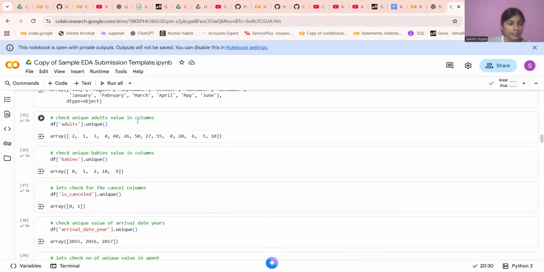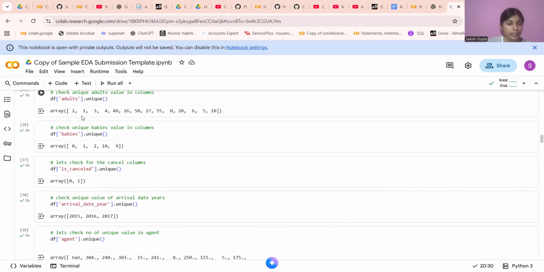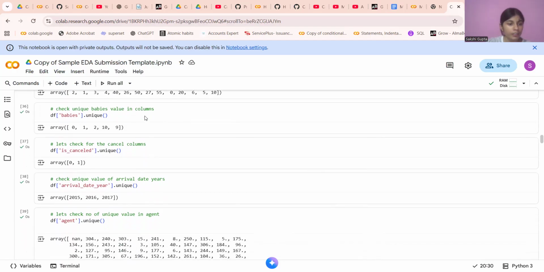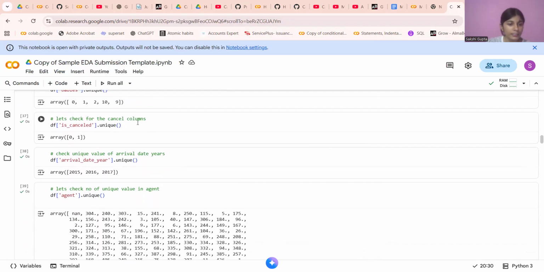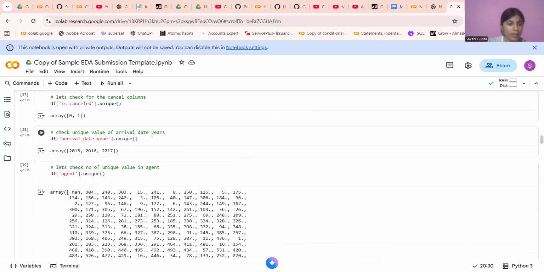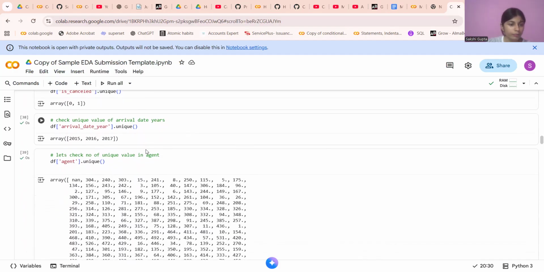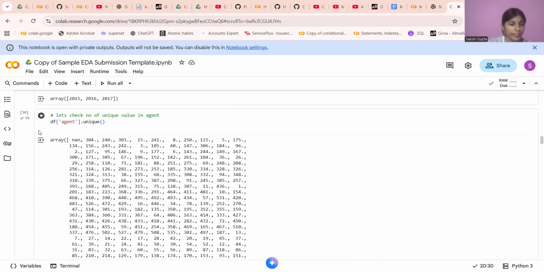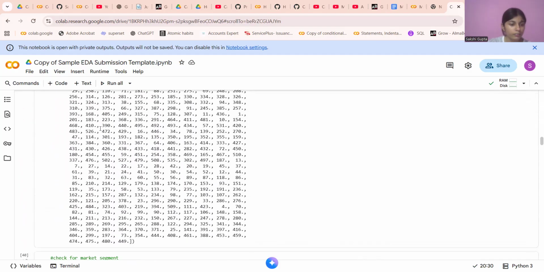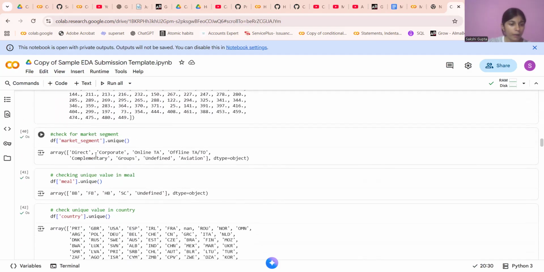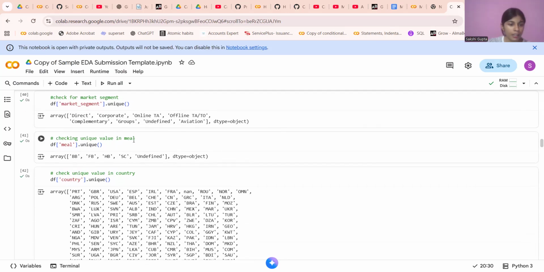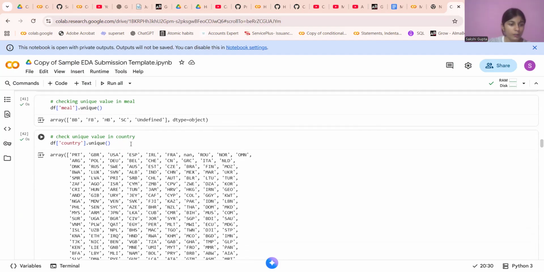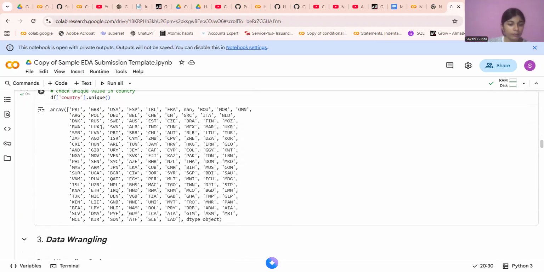Then I check the unique adult values in the column. Then I check the unique babies values in the column. Then check the cancel column. Then I check the unique values for arrival date year. Then I check the unique values in the agent column, df agent dot unique, for market segment, df market segment dot unique. Then I check the unique values in meal. Then I check the unique values in country, df country dot unique.